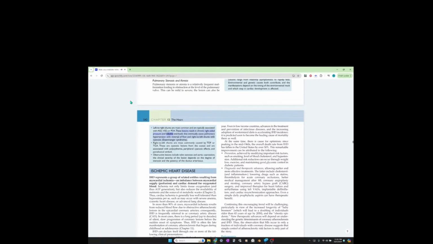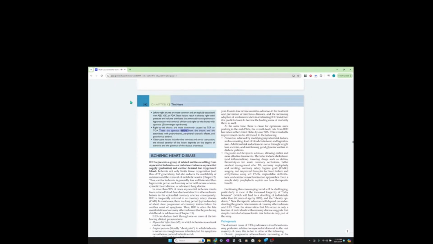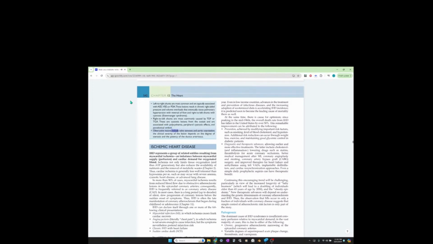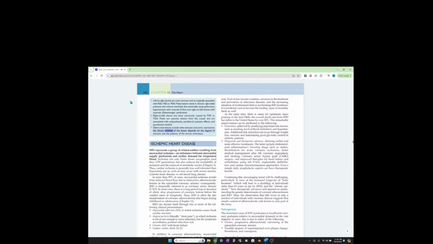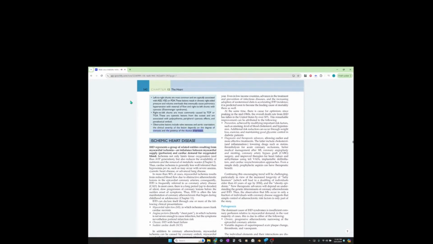Left-to-right shunts are most common and are typically associated with ASD, VSD, or PDA. These lesions result in chronic right-sided pressure and volume overloads that eventually cause pulmonary hypertension with reversal of flow, and right-to-left shunts with cyanosis. Right-to-left shunts are most commonly caused by TOF or TGA. These are cyanotic lesions from the outset and are associated with polycythemia, peripheral cyanosis effects, and paradoxical emboli. Obstructive lesions include valve stenosis and aortic coarctation. The clinical severity of the lesion depends on the degree of stenosis and the patency of the ductus arteriosus.